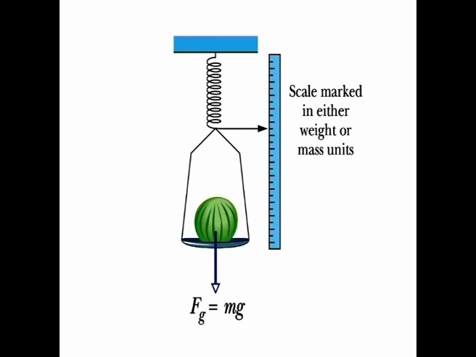We can also weigh a body with a spring scale. The body stretches a spring moving a pointer along a scale that has been calibrated and marked in either mass or weight units. If the scale is marked in mass units, it is accurate only when the value of g is the same as where the scale was calibrated.